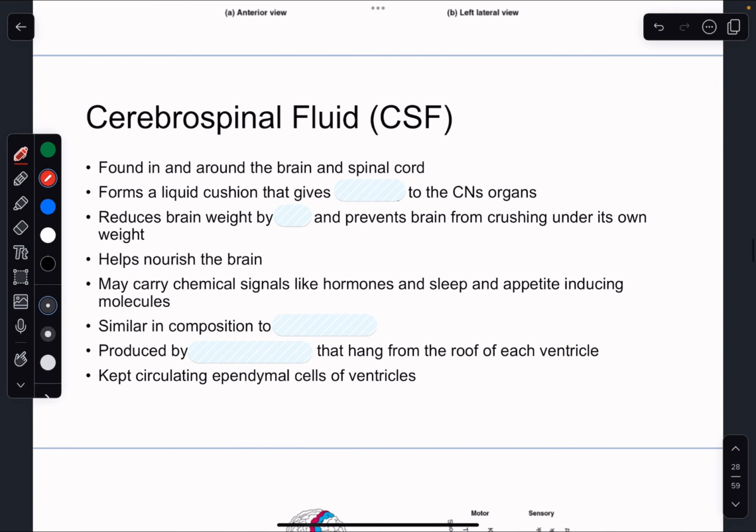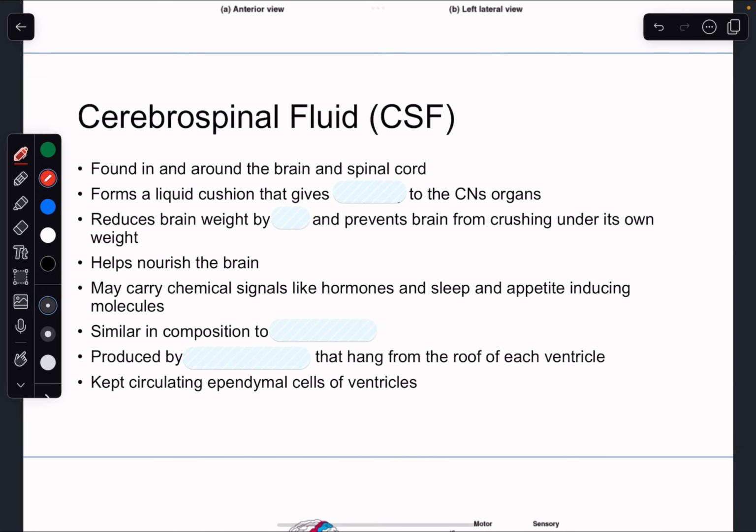Cerebrospinal fluid, or CSF, is found in and around the brain and spinal cord. It forms a liquid cushion that gives buoyancy to the CNS organs. It reduces the brain weight by 97% and prevents the brain from crushing under its own weight. It helps to nourish the brain as well. CSF may carry chemical signals like hormones and sleep and appetite-inducing molecules. It is similar in composition to blood plasma.